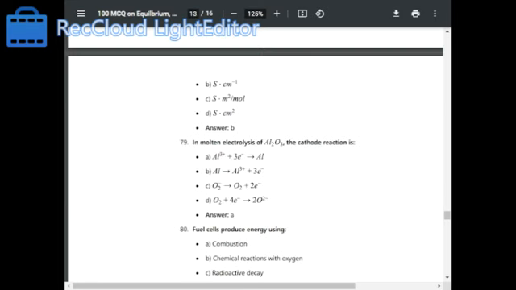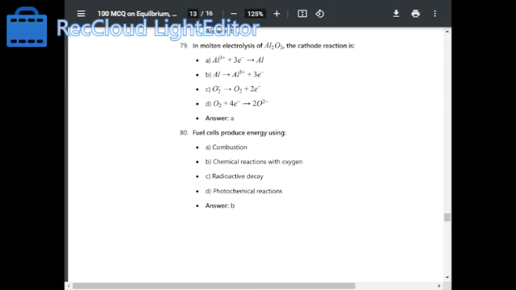Question number 79. In the molten electrolysis of Al2O3, the cathode reaction is: option A, Al3+ + 3e- = Al; option B, Al = Al3+ + 3e-; option C, O2- = O2 + 2e-; option D, O2 + 4e- = 2O2-. Option A is correct, that is Al3+ + 3e- = Al.